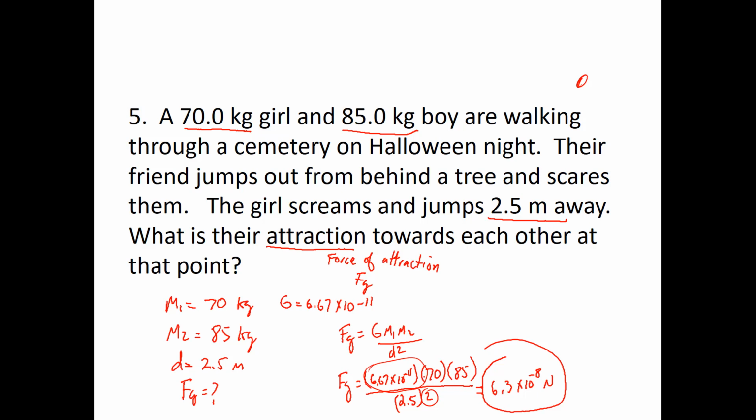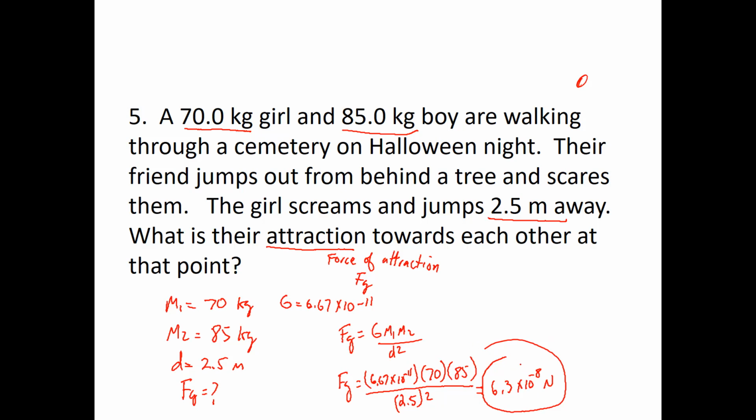I've seen too many problems that have the kids going 70 times 85 over 2.5 squared, and they're not getting the right answer. Don't forget to have that. It's another thing I see. So as I go through this, I'm just telling you what to watch out for. If you're making a mistake, it's probably going to be one of these things that I'm talking about. Did you forget the squared? Did you forget the G, the actual real G that should have been in there? And there's your answer.